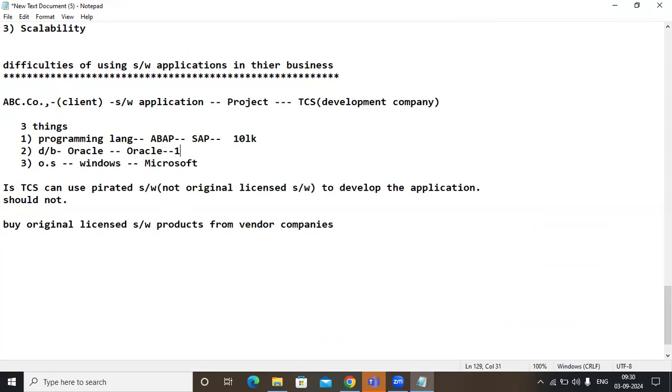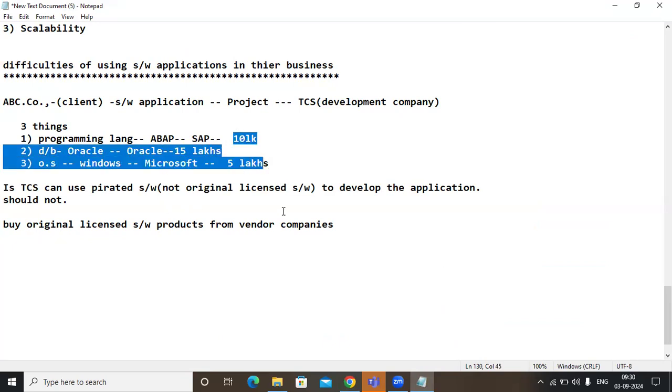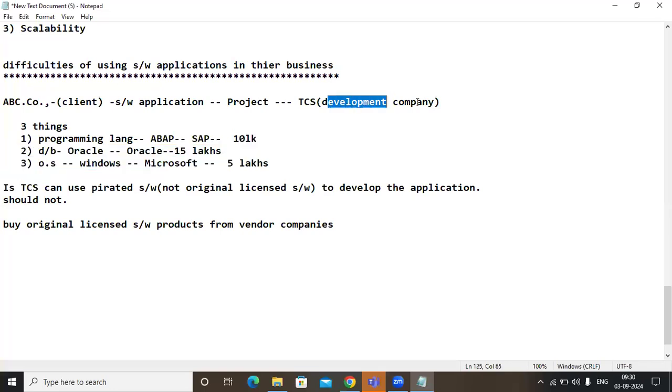Oracle cost approximately 15 lakhs. Windows operating system original license cost is 5 lakhs. Let us assume like this. So 10 plus 15 plus 5, total 30 lakhs invested by development company TCS. Yes or no?